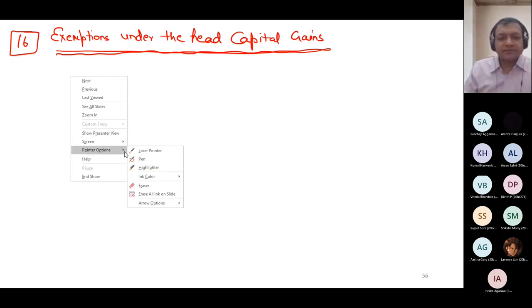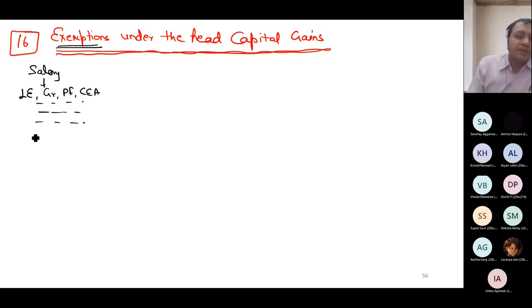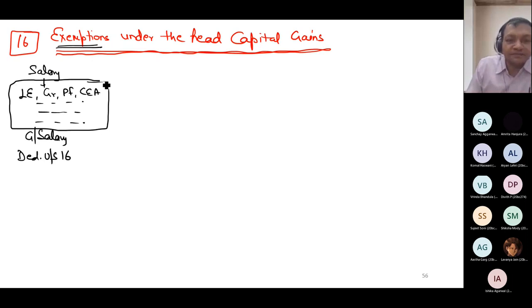Under the head salary, were there any exemptions under the head salary? Yes. There were some exemptions within the different topics, subtopics. Like in leave encashment, there might be some exemption. In gratuity, there might be some exemption. Provident fund might be some exemption. Children education allowance might be some exemptions, etc. But from final gross salary, there was deduction under section 16. Exemption is that thing which you never include as an income.